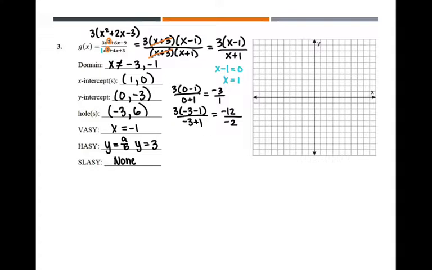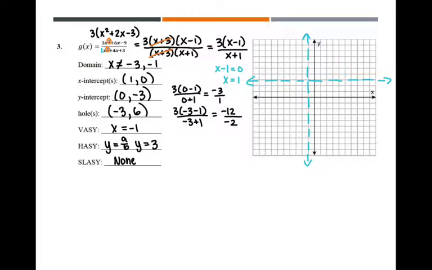So let's go ahead and start graphing. So I have my vertical asymptote at -1. So I'm going to plot my vertical line at -1. I have my horizontal asymptote at y equals 3. So I'm going to go to 3 on my y-axis, and I'm going to draw my horizontal asymptote.